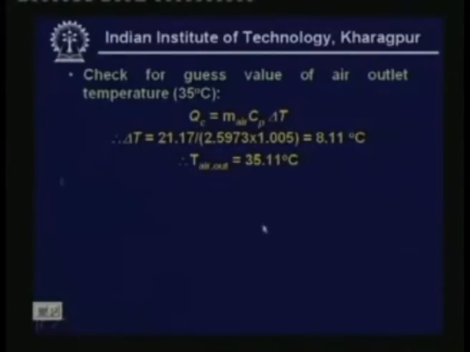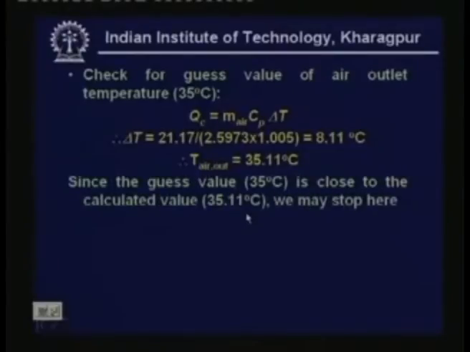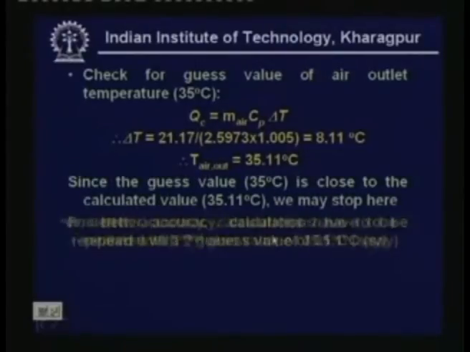So that is what I have mentioned here. So T air out as calculated is 35.11 degree centigrade. Since the guess value is close to the calculated value, we may stop here. For better accuracy, calculations have to be repeated with second guess value of 34.1 degree centigrade.